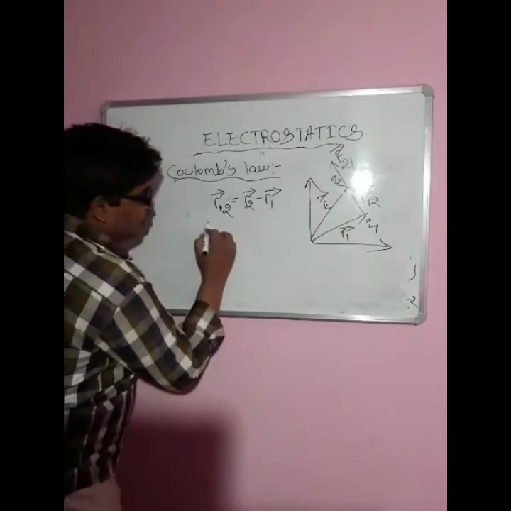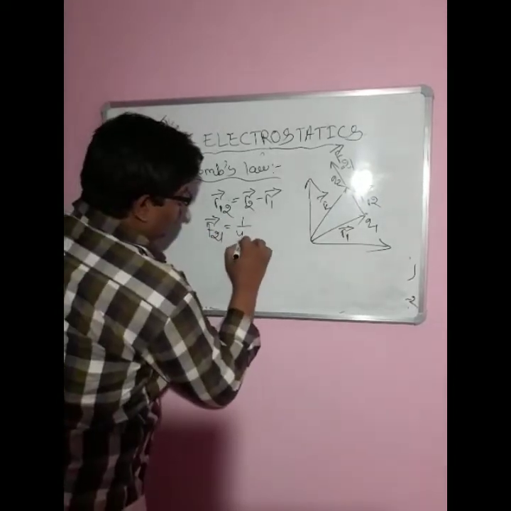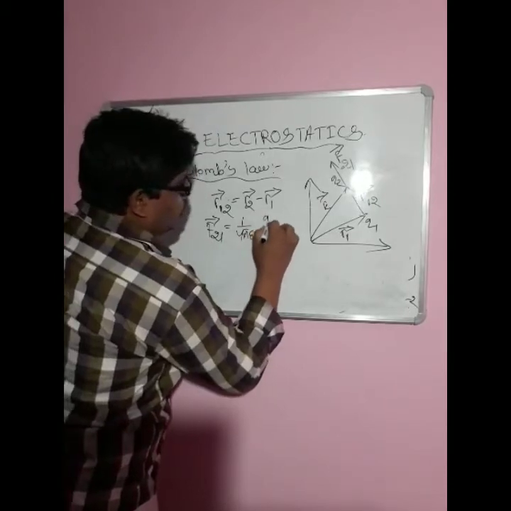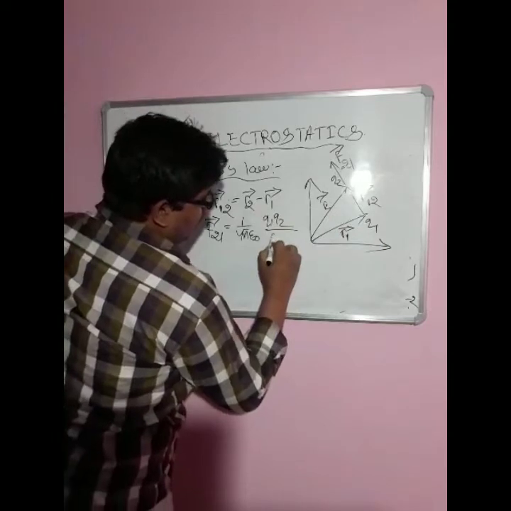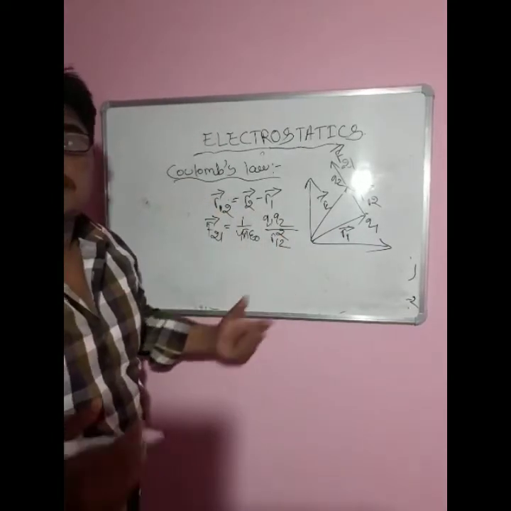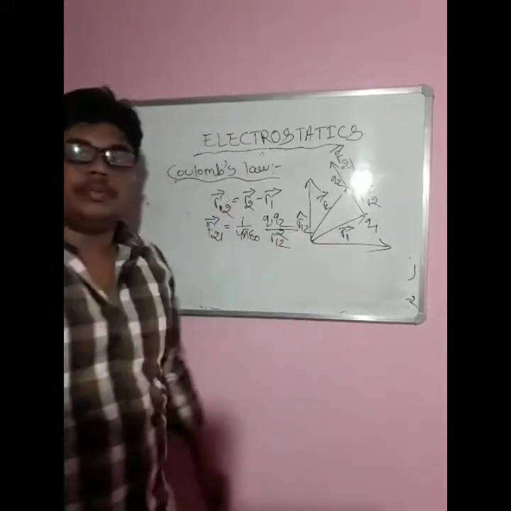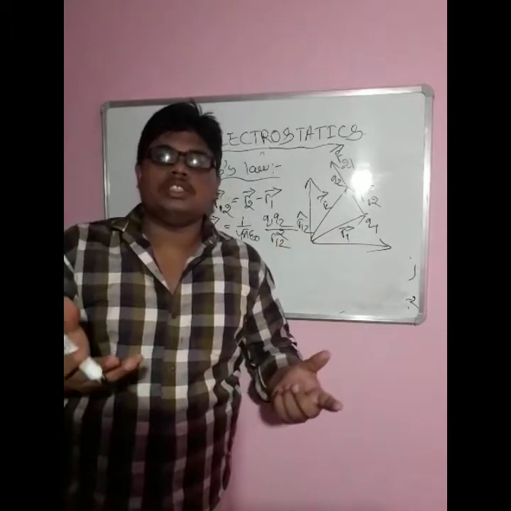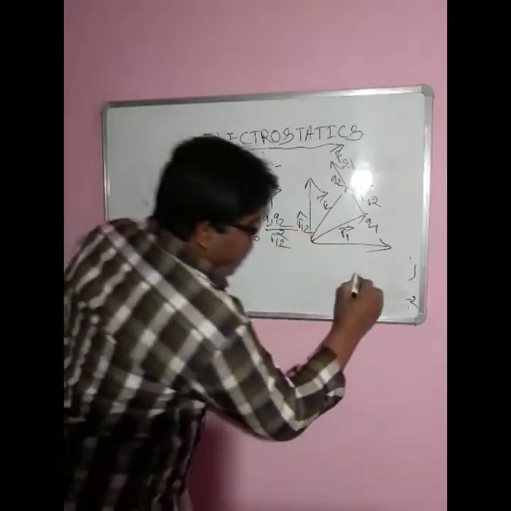Now F21 vector, according to Coulomb's force, is 1 by 4 pi epsilon 0 Q1 Q2 by R12 square. As I am taking it in vector form, I can write a unit vector R12 cap. The unit vector, what is its magnitude? 1. Then I can write it as a unit vector.